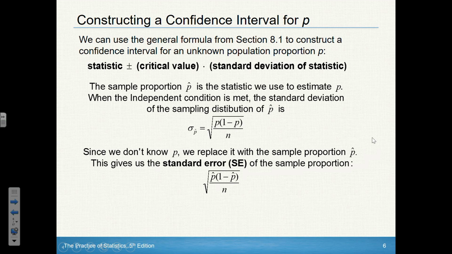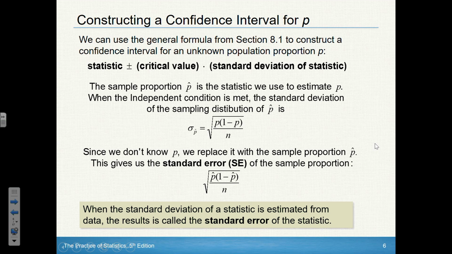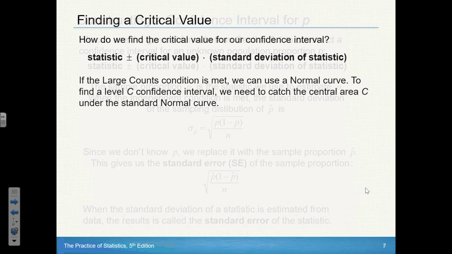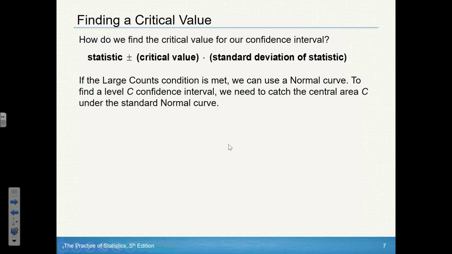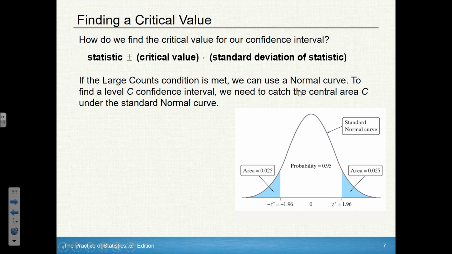And there's going to be a little bit more variability that goes into this, obviously, but this is the best we can do. We don't have any other information to use. So again, it says when the standard deviation of a statistic is estimated from the data, the results are called the standard error of the statistic. So as long as our conditions are met, then we can go ahead and talk about constructing our confidence interval.